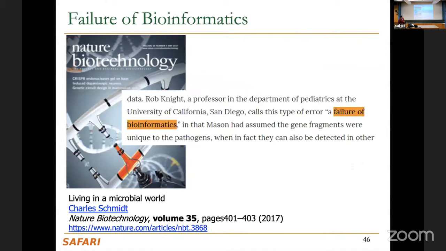This was actually referred to as the failure of bioinformatics. The reason was that the part of the genome that we thought was carried in the plague was also carried in another genome. The scientists thought the plague organism was abundant in the sample, while actually another organism extremely similar to the plague organism was present instead of plague. So this was considered the failure of bioinformatics, but I see it from another perspective.